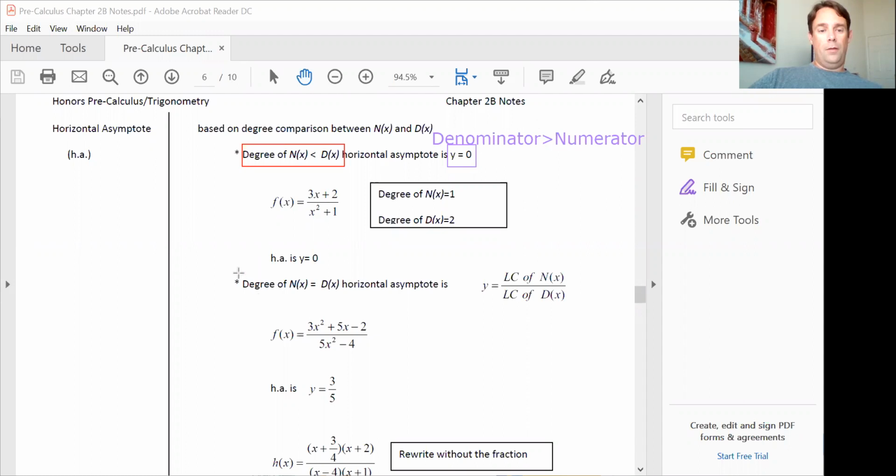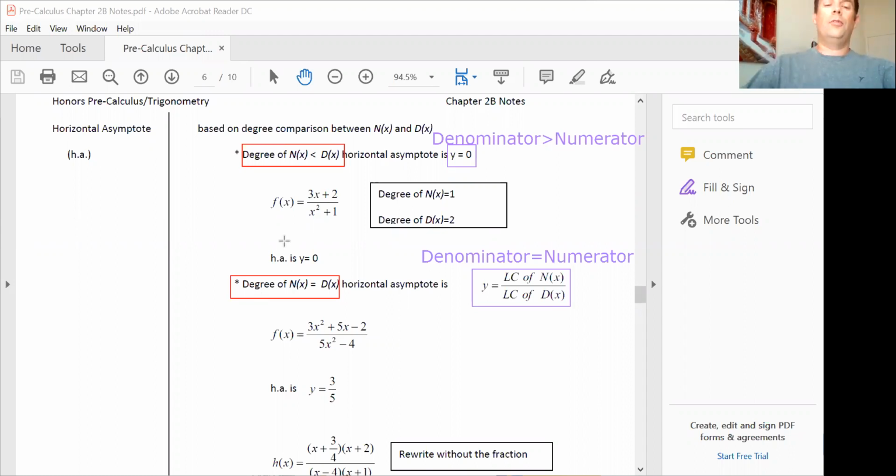If the degrees are equal, in other words, the denominator equals the numerator, when that happens, our horizontal asymptote, that horizontal line we get really close to, equals the leading coefficient divided by the leading coefficient. So how does this apply to us? How's this going to work? Let's look at these examples real quick.